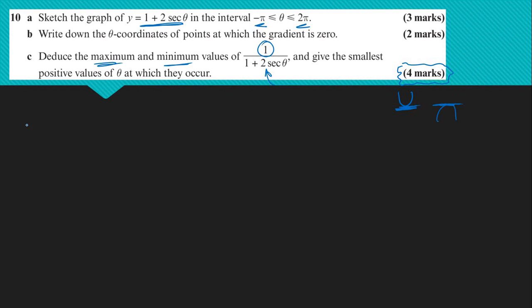So the first thing is that we're going to try to sketch the graph of y equals 2 sec theta plus 1. Remember on the previous example I said it's always easier to just put the +1 on the end. So first up, let's have a little look at cos theta between -pi and 2 pi. So we've got this thing here.